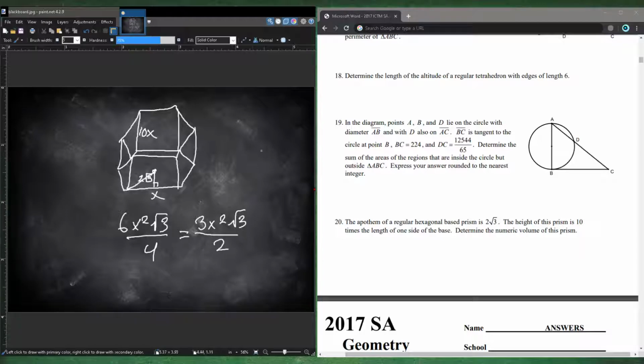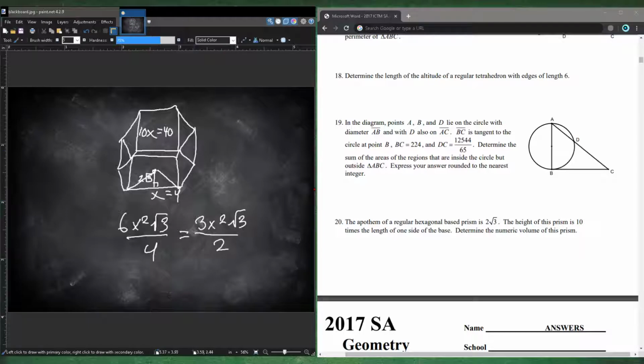Okay, so let's kind of draw this out. So this one is 2 square root 3. So opposite of the 60 degrees, this side length is x times square root 3 over 2. So that's equal to 2 square root 3. So that means x is equal to 4. Okay, so that means our side length is 4. That means our height is equal to 40.